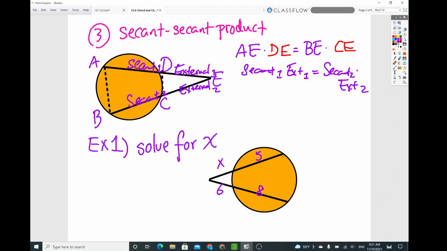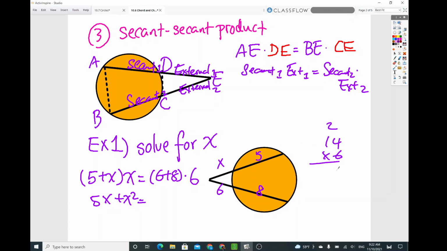This one is a secant-secant product. Secant 1 is 5 plus x, external segment is x, secant 2 is 6 plus 8, which is 14, and external 2 is 6. Multiplying out, we get 5x plus x squared equals 14 times 6, which is 84. Then solve for x by bringing everything to one side.